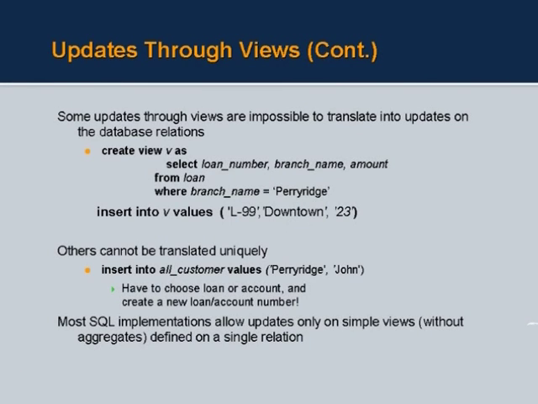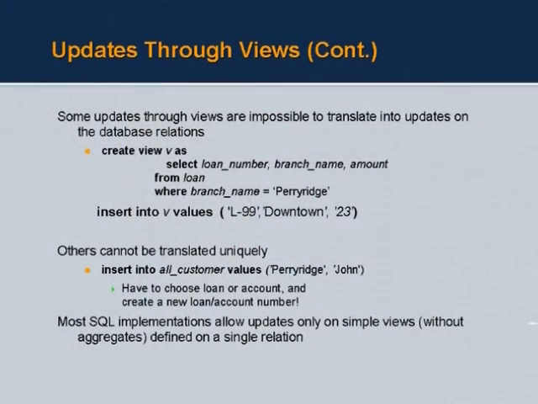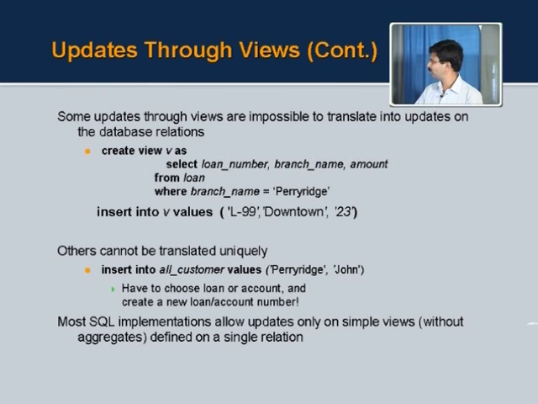Here's another one, which says create view V as select loan number, branch name, amount from loan where branch name equal to Perry Ridge. So what is this view doing? It's giving me a subset of the rows of that table. If I insert into this view this particular tuple, L99, downtown, 23, but before we get into downtown, supposing I insert L99, Perry Ridge, 23, can that be implemented? This update of the view, how will it be implemented? It's not difficult. Go insert that into the loan, and that will appear in the result.